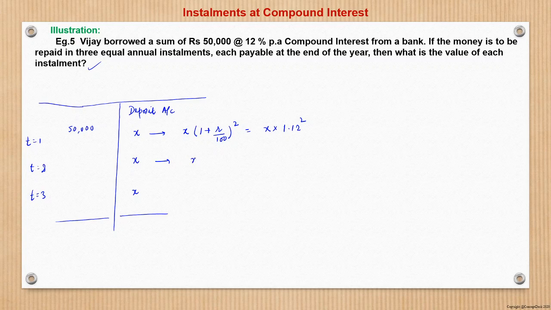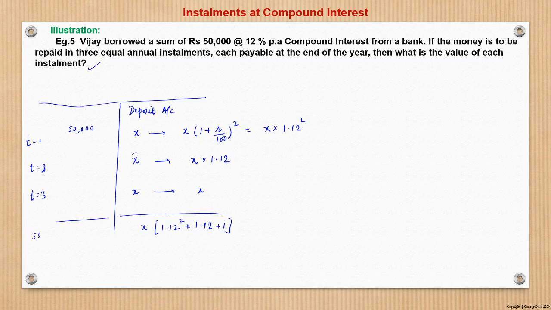Similarly, this X is deposited at the end of the second year. We are looking at the position at the end of the third year. So this X will earn interest for 1 year. So this will be X into 1.12, and here this will be X only. If we add everything, we get X into 1.12 square plus 1.12 plus 1, right?